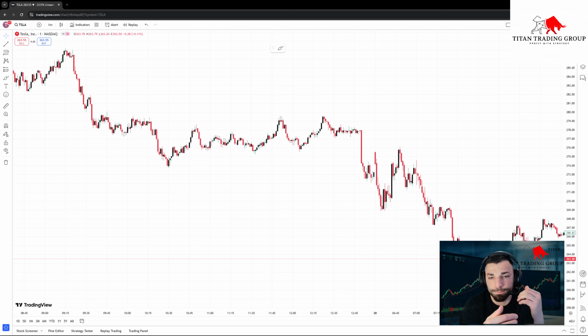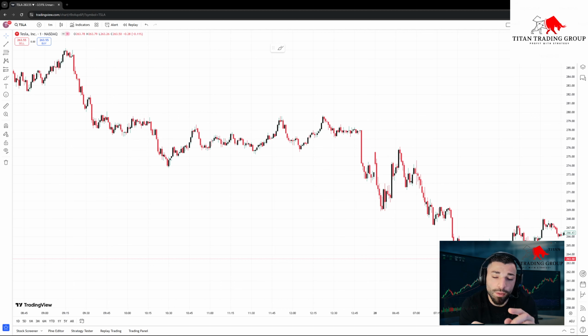Okay, guys, today we're going to be talking about support and resistance areas. What are support and resistance areas? How to spot support and resistance areas? And what is the meaning behind them and how can we use them to trade every single day? Okay, so the two things we have: support and resistance.